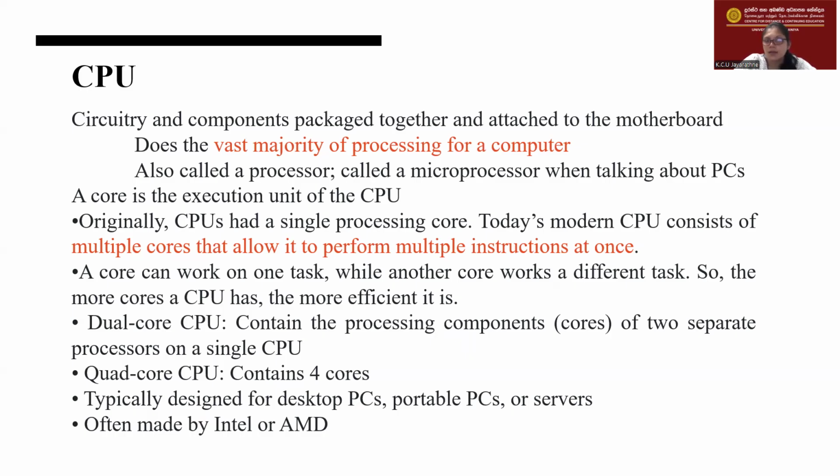So there can be dual core CPUs as well. Dual core CPUs contain the processing components of two separate processors on a single CPU. So there can be two separate processors in a single CPU. These are the dual core CPUs. As well as there can be quad core CPUs. What does that mean? Earlier I mentioned dual core, so there are two separate processors. Then I am talking about quad core CPUs, so there are four separate cores in the CPU.